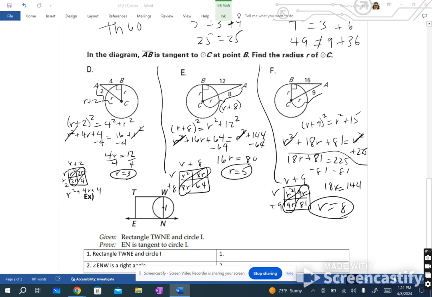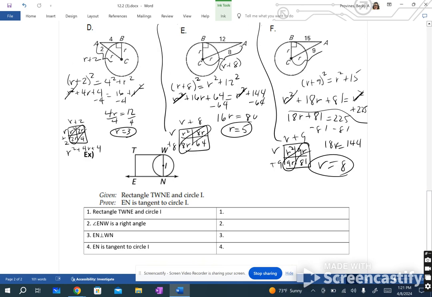So, last but not least, and this will be interesting without a theorem sheet. Okay, now we haven't done a proof in a while, so let's jump back into it. We have a rectangle, TWNE, and this is circle I. Rectangle, okay, so the first step is given. How do we know that angle ENW is a right angle?